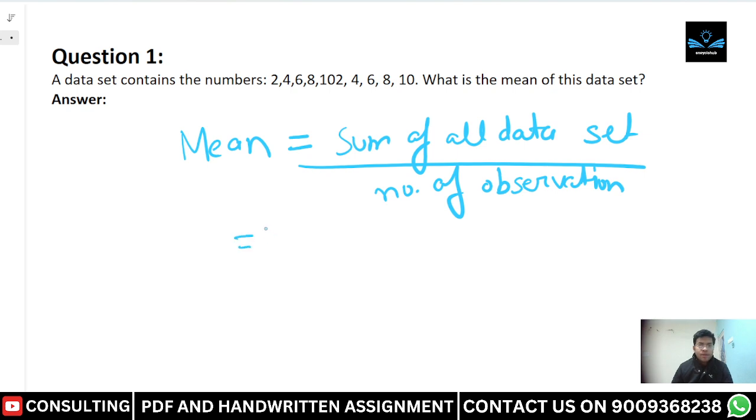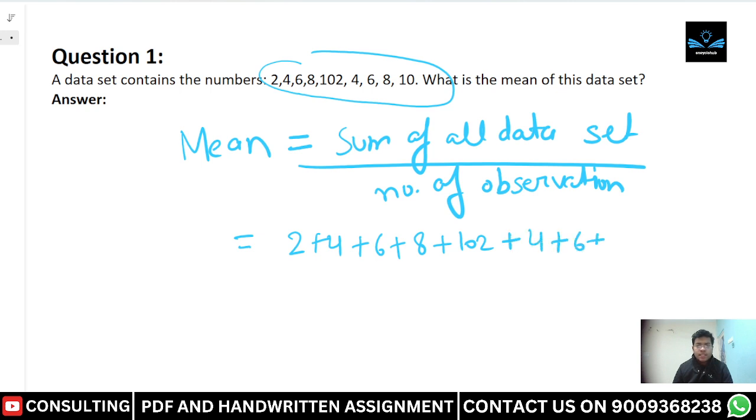The sum of the dataset means that we have been given this data: 2, 4, 6, 8, 10, and so on. So we have to add all these values and divide by the number of observations. Counting them: 1, 2, 3, 4, 5, 6, 7, 8, 9. So we have to divide by 9.